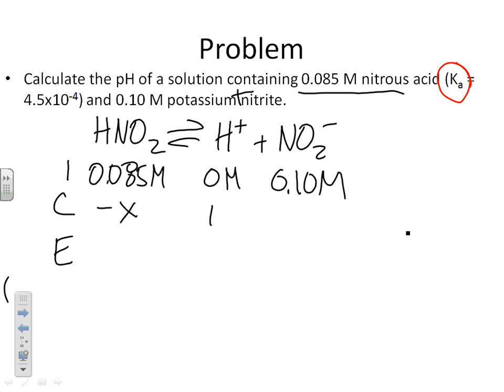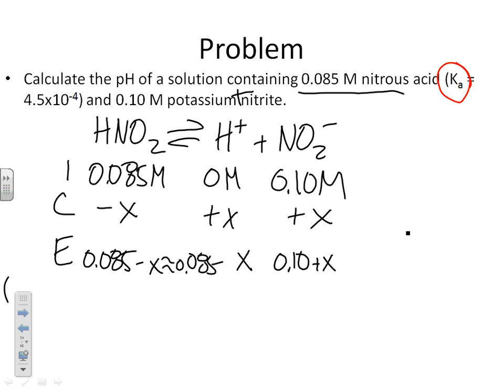And it's going to be minus X, plus X, and plus X, because everything's 1-to-1-to-1, so you want to make your reactants go down and your products go up. This is going to be 0.085 minus X, which I will say is approximately 0.085, because my K value is on the order of 10 to the minus 4th. The H plus concentration is just X, and here, 0.1 plus X, again, I can say that is approximately 0.1 molar, because I don't want to have the molarity plus X or minus X, because that would invoke the quadratic formula to solve for that, and I don't want to do that. So I am going to be making this assumption twice.